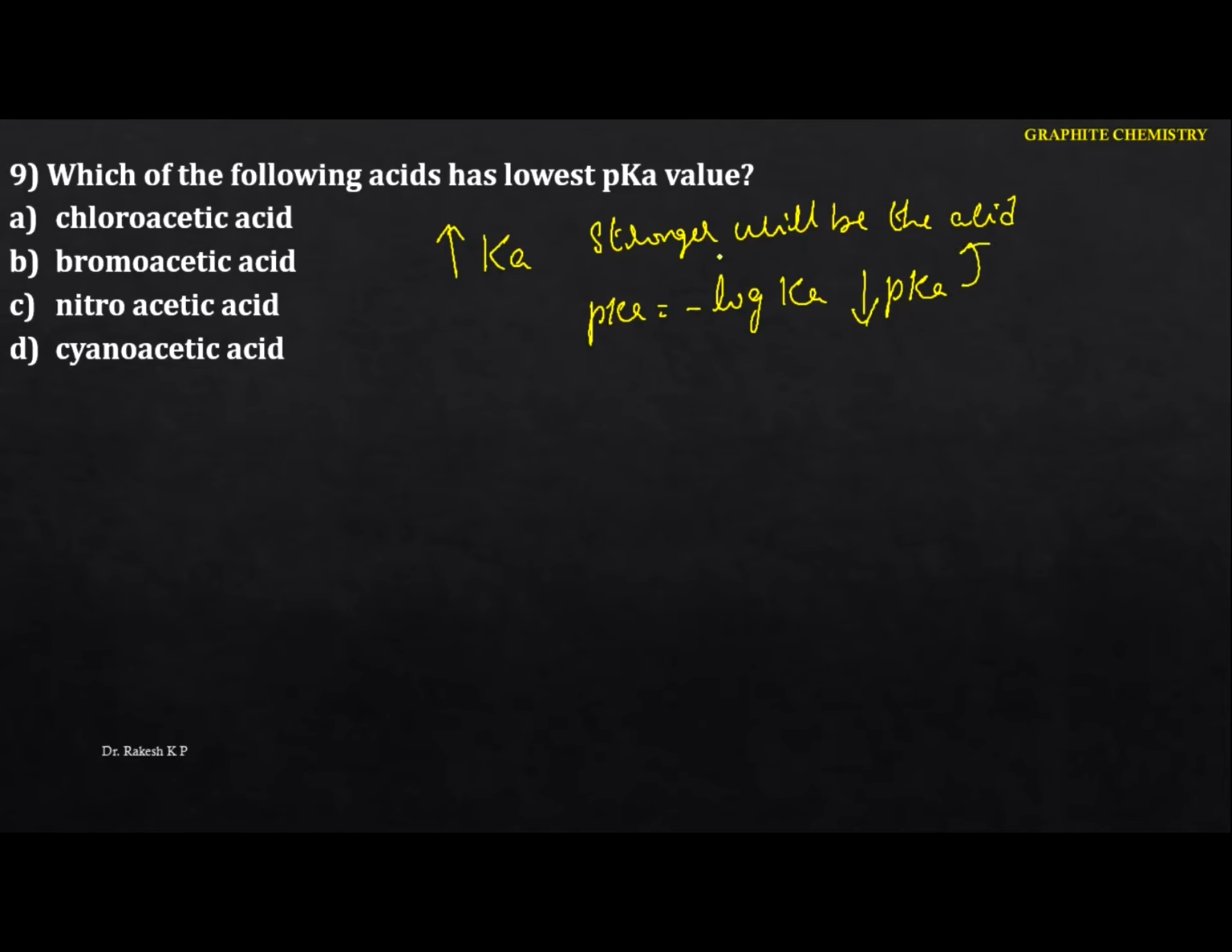Now we have to identify the lowest pKa value, which means you have to identify the strongest acid. So it's nothing but the low pKa. Just go to this one. Chloroacetic acid. I'm going to write the particular formula here. So chloroacetic acid.